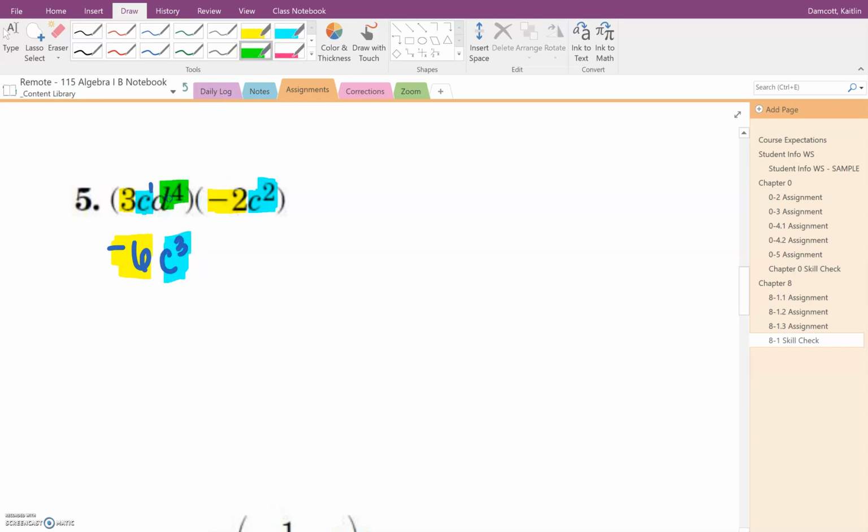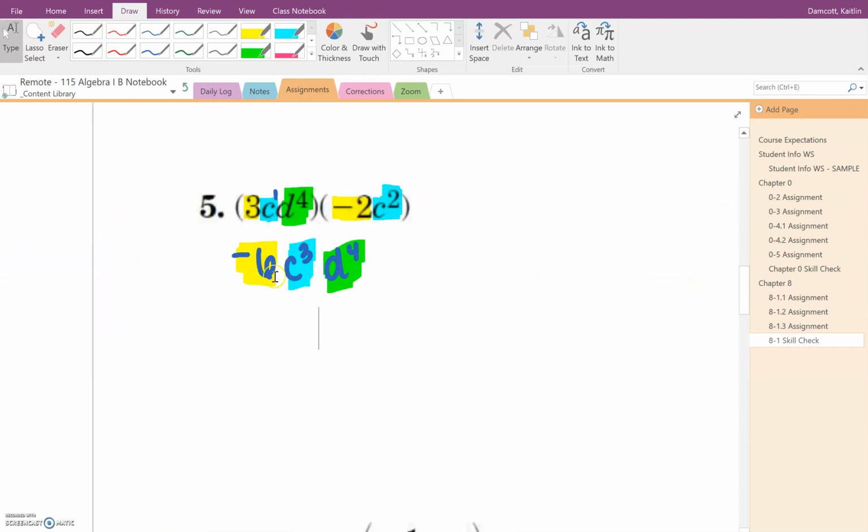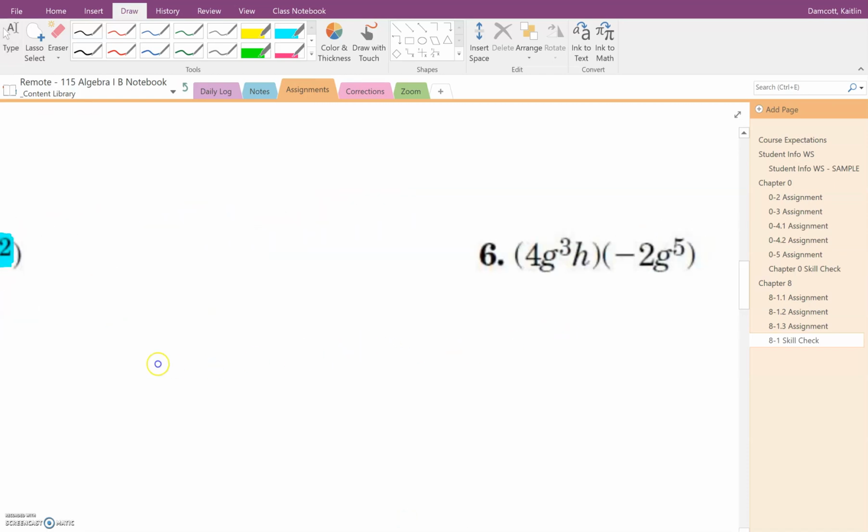And then the next part, we have a d to the 4th, but there is no d to multiply it with, so we just bring it straight down. D to the 4th, nothing changed with that. Answer here, negative 6, c to the 3rd, d to the 4th. And as you write these, just as a reminder to you, when you write them side by side like this, it'd be like saying negative 6 times c to the 3rd times d to the 4th, but we don't need to say times in between each time.